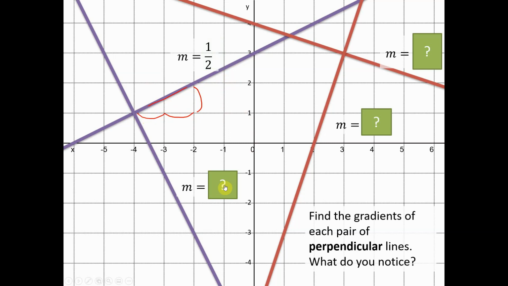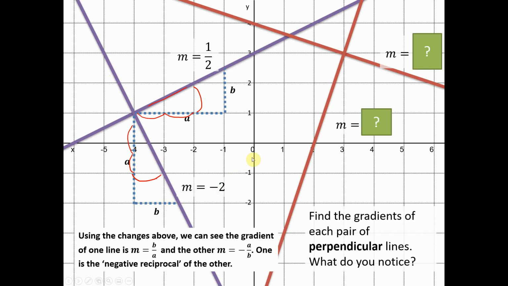And then if we check this one, well, we go 1 to the left and then we go 2 up. So it's looking like a gradient of 2, but because it's a negative slope, it would be negative 2. And then in this case, we're going 1, 2, 3 to the left and 1 up, so this would be minus a third, this gradient. And then the red one going upwards would have a gradient of 3.